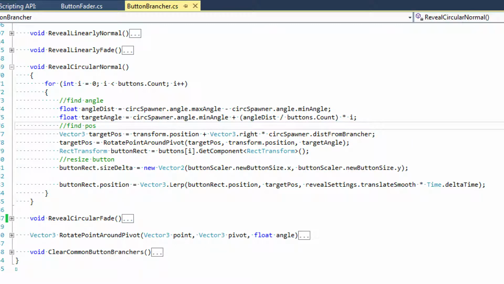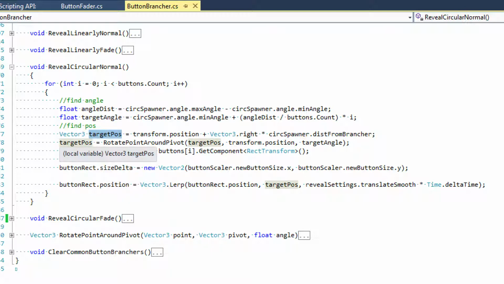So let's go ahead and jump on down to where we set the default position. Remember I said the default position for each button was going to be a certain distance to the right of the transform.position, and that's going to actually be the position where 0 degrees starts at. So it's kind of convenient. The way we get it is we say transform.position plus Vector3.right, so we're going to the right of our button brancher position, and we're multiplying Vector3.right times the distFromBrancher, in other words the radius, so the size of the circle, and that's where our initial position is going to be.